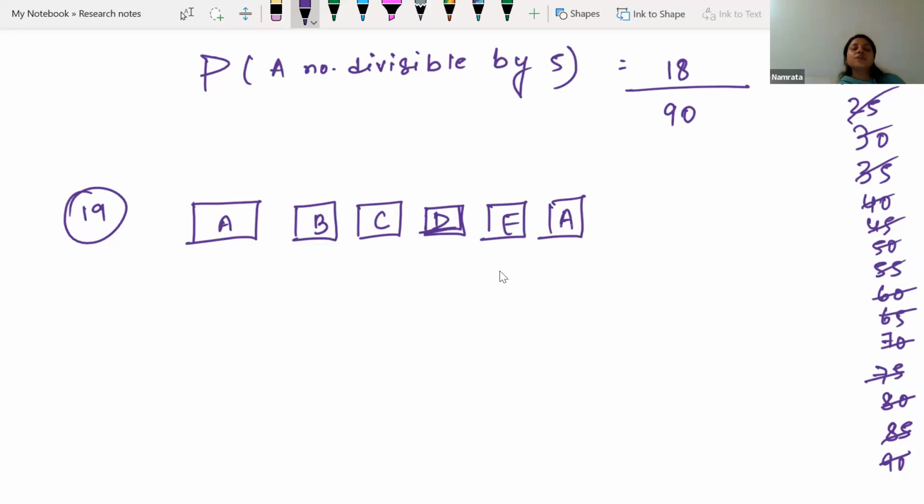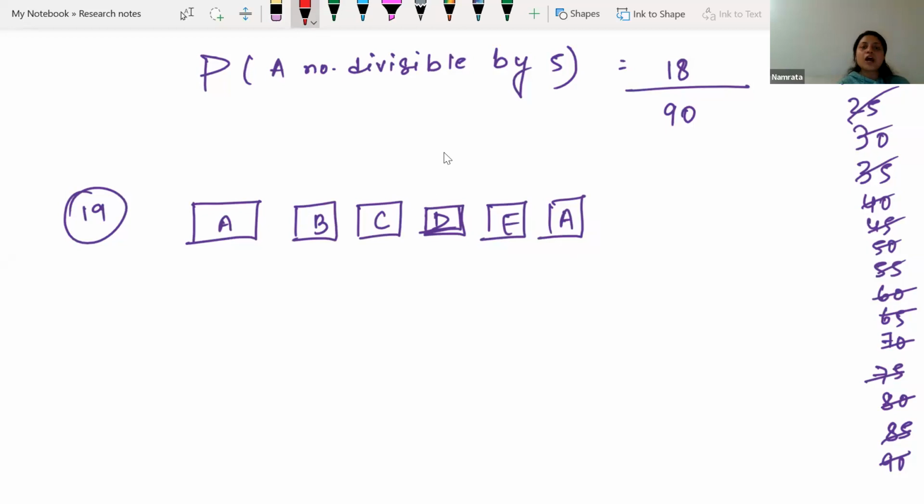Okay, it's not a normal die where we are having 1 2 3 4 5 6. No, here the condition is written clearly in the question that a child is having a die and those dies are having these alphabets written on them. Now the die is thrown once. What is the probability of getting A? So let's see how many A's are there.